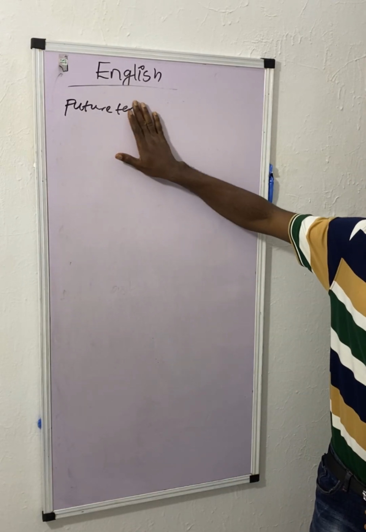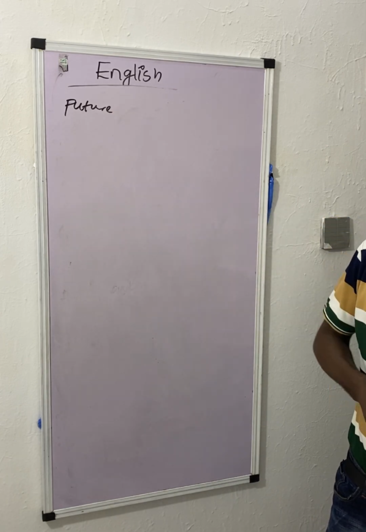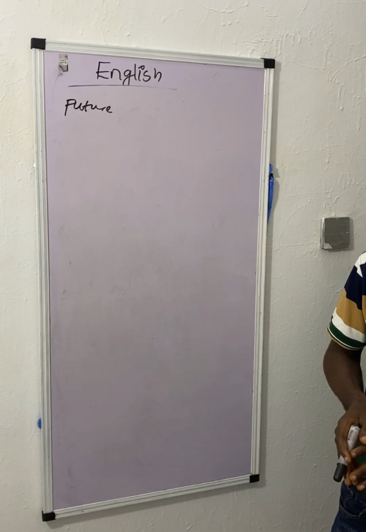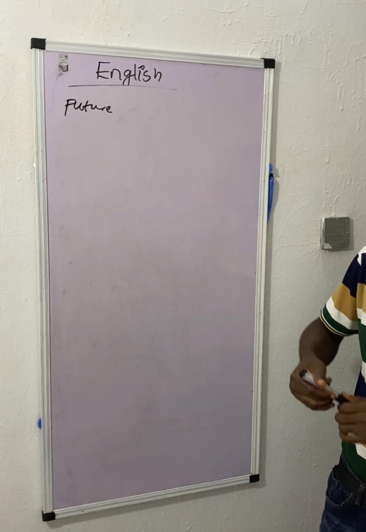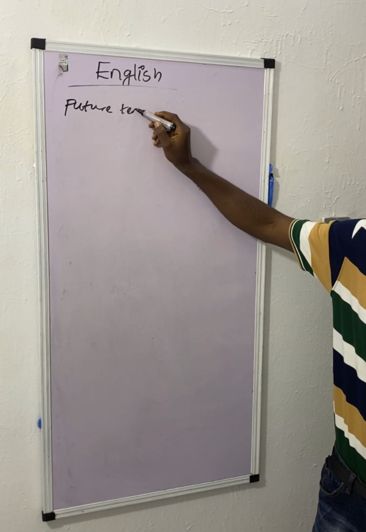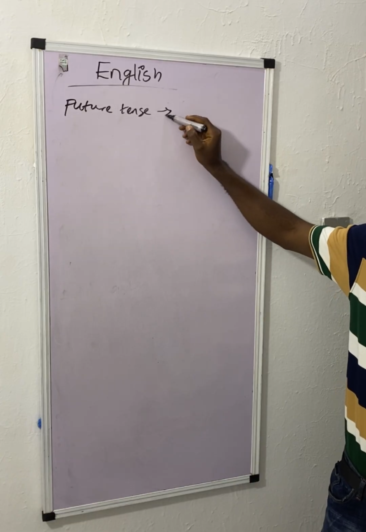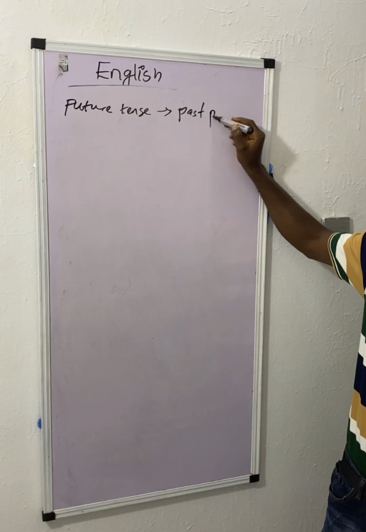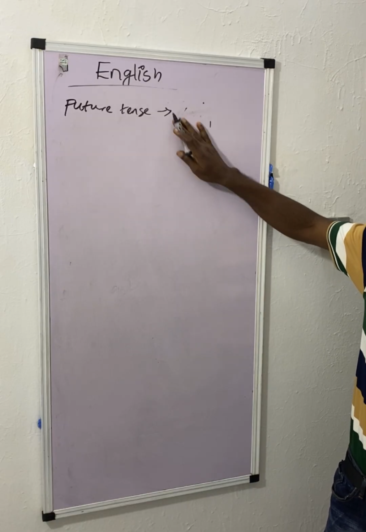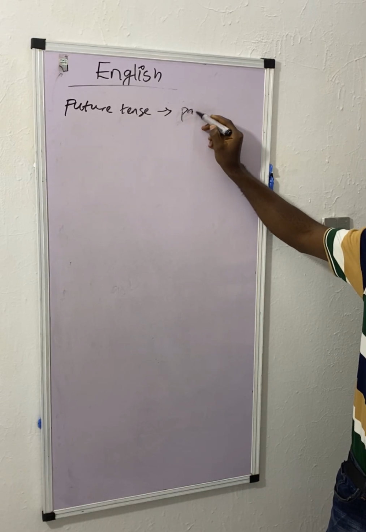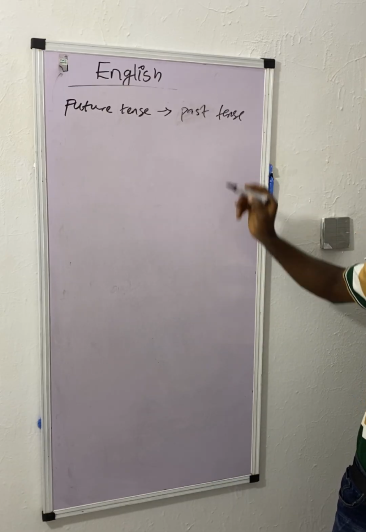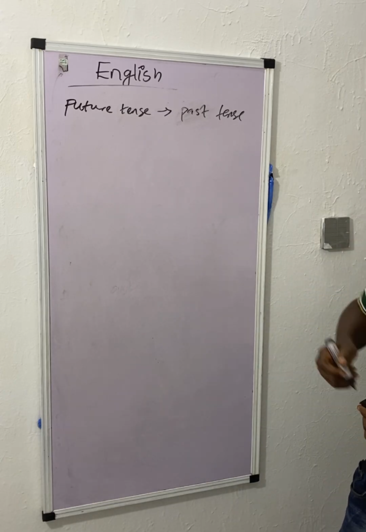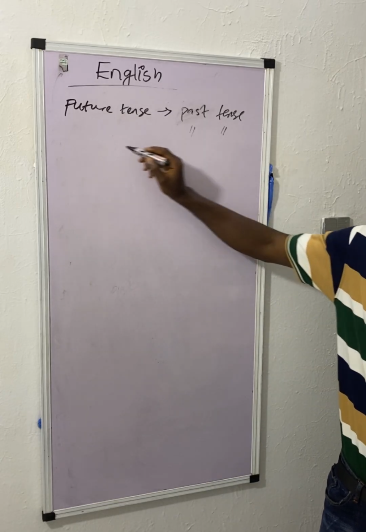Future is reported in the past tense, a speech that is in the past tense. When the speech is in the future tense, we report it in what? Past tense. Then we report the present in past tense too. We report present in past tense.